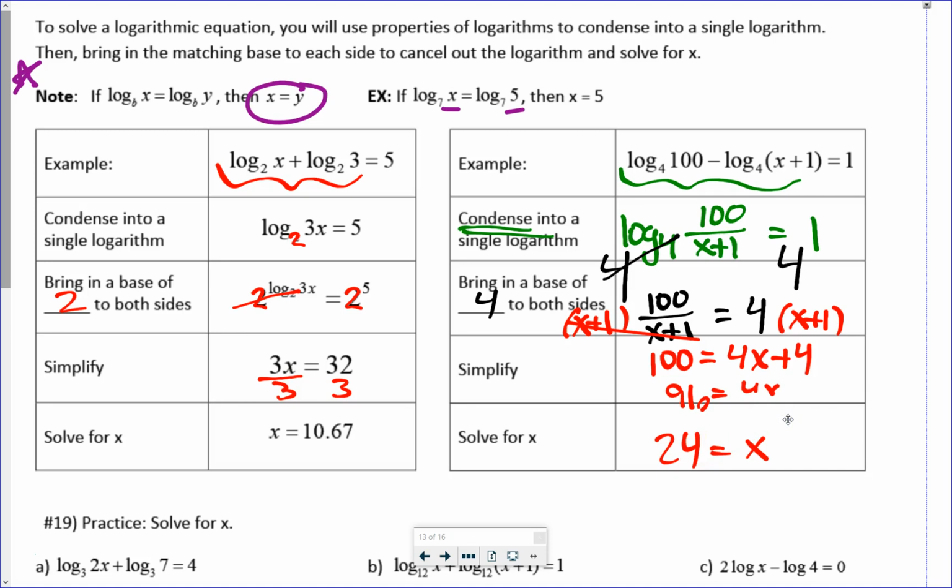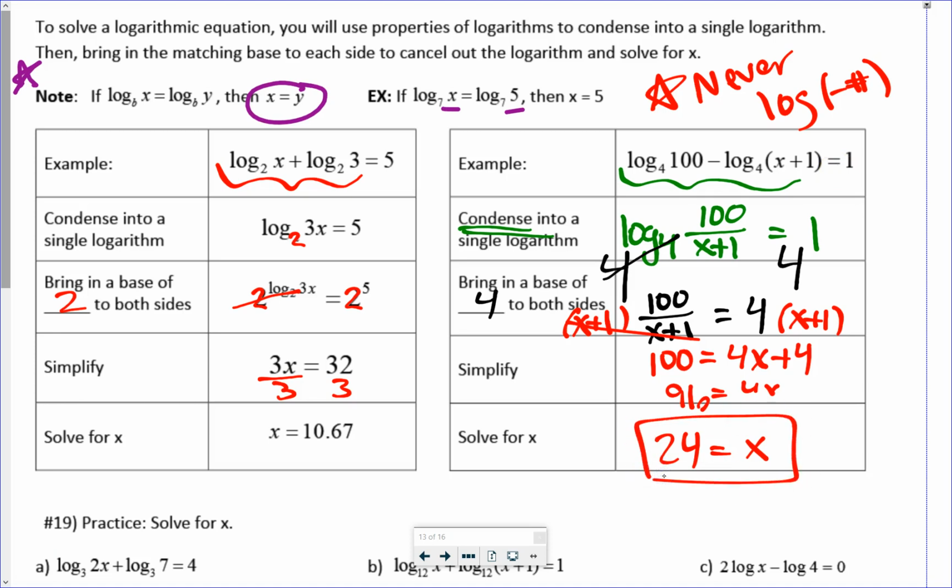What I'm checking is when I plug it back into my logs, I can't have a log of a negative number. You can never have a log of a negative anything. That can never, ever, ever happen. That does not mean that if my answer is negative, the whole thing's going to be wrong. It's all about plugging it back in. So if I plug it back into x plus 1, is 24 plus 1 still positive? Yes. So this one is fine.